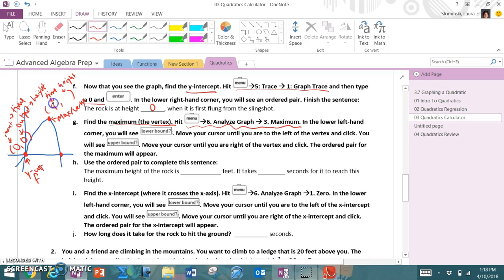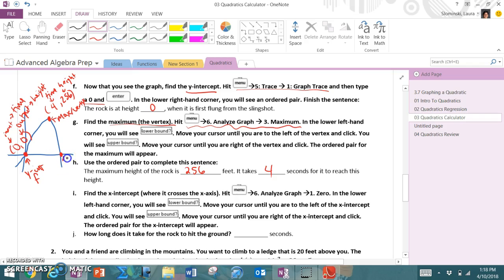So I'm going to go back here and label that 4, 256. And again, the 4 represents the time it takes to reach the max, and the 256 is the height of the max. So the maximum height of the rock is 256 feet. It takes 4 seconds for it to reach the height.